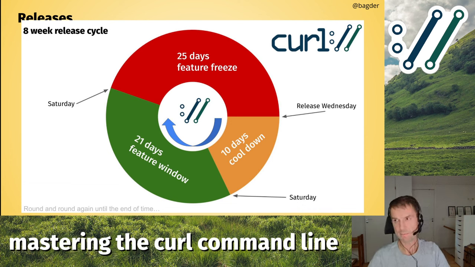If you look at the right side, that's the release Wednesday, and then we go down, because after the release we have a 10-day cooldown period during which we don't merge features and we don't rock the boat. We might merge bug fixes, we might do patch releases. Then 10 days after that release, it's a Saturday, we open the feature window and allow features to get merged for 3 weeks, 21 days, and then it's Saturday again. Then we close the feature window, we have 25 days of feature freeze, and then we do a release. Then we start over and over, and it never ends, and this is the schedule we stick to.